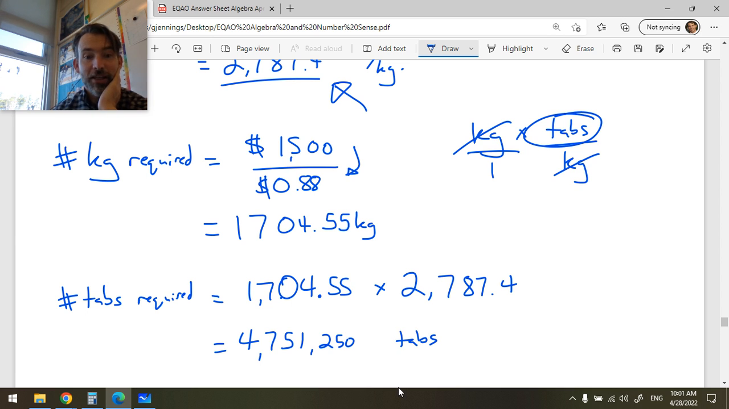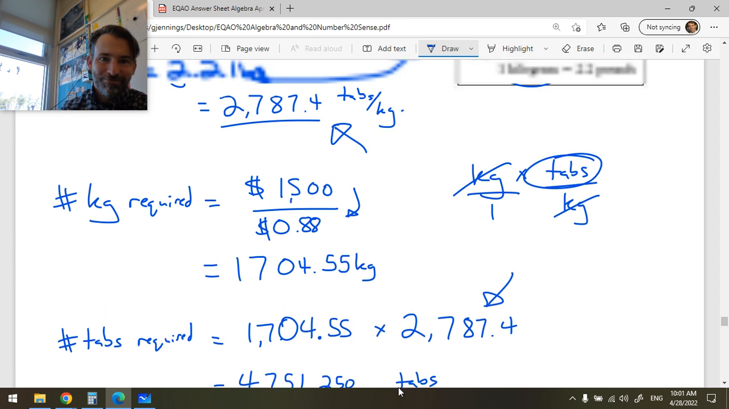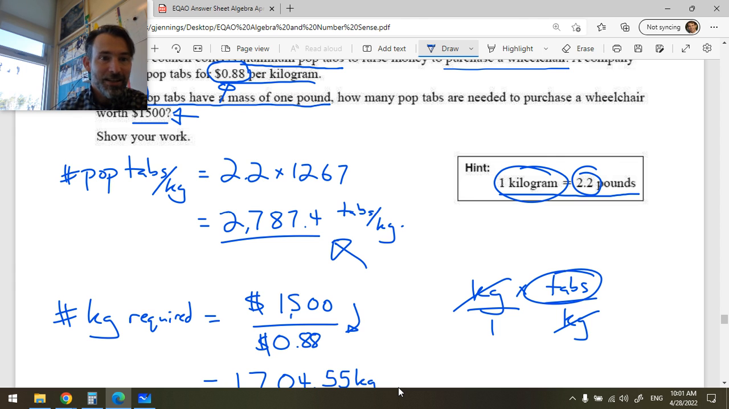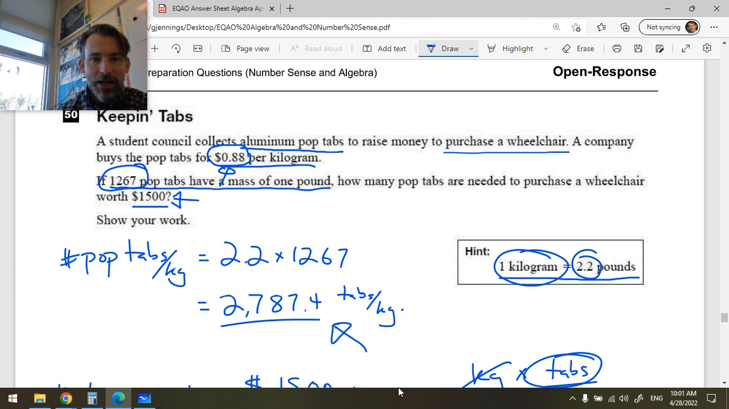There. Notice that weird, funky repeating decimal actually canceled itself out when I multiplied by this number, because that number must have a factor that cancels the denominator that causes that weird repeating decimal. You would get a different answer if you used a rounded number than what we got. So that's an advantage of leaving the answer on your calculator and just working with what your calculator tells you. Okay, and so now, how many pop tabs are needed to purchase a wheelchair?